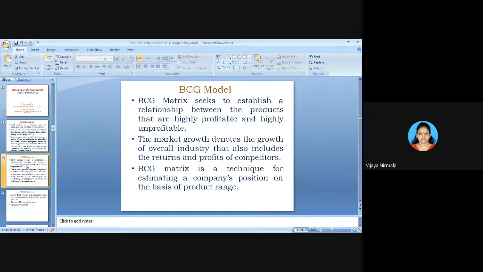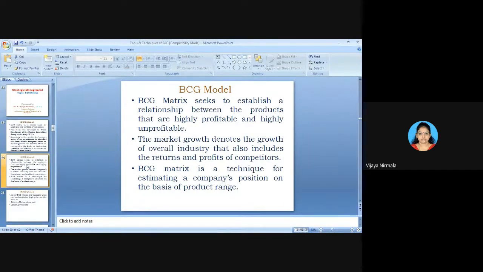The market growth symbolizes the attractiveness of a particular industry. It should also be kept in mind that the market growth here denotes the growth of the overall industry.